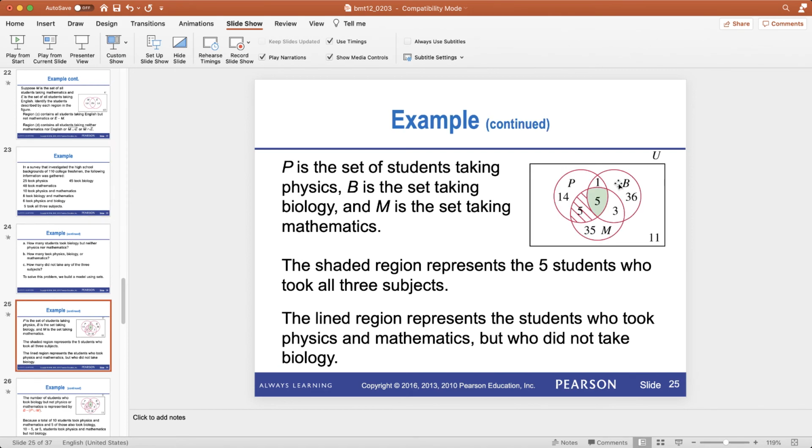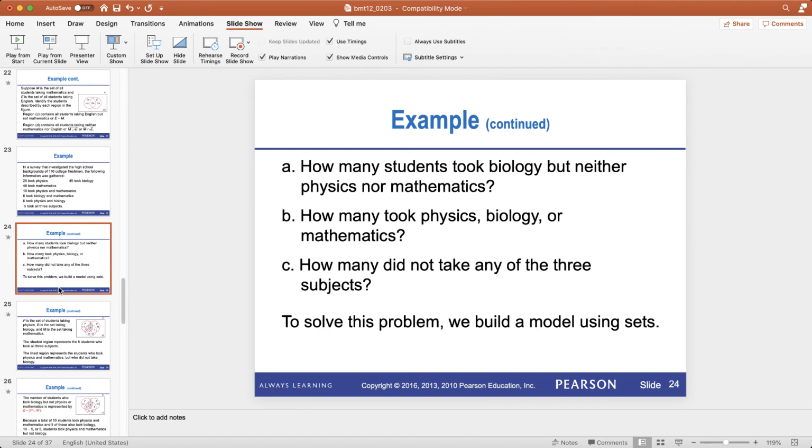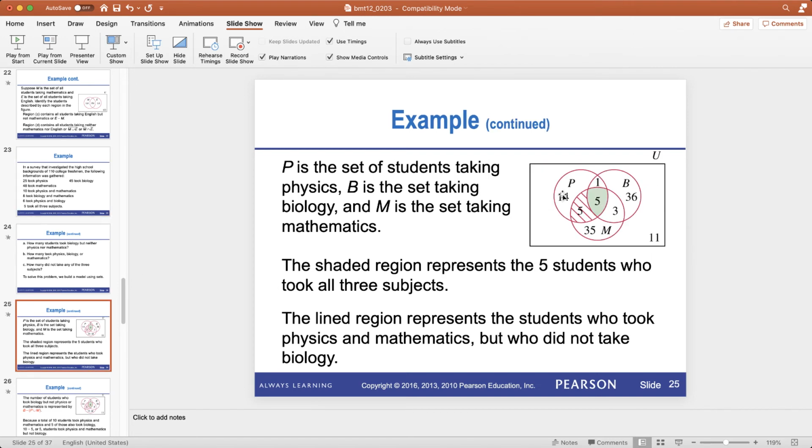As you fill them in, you're going to probably be able to get the other ones, the ones that are missing, right? Like this number, I think, wasn't coming out there. So 5 is the one that they're taking all 3. This one right here is taking both physics and biology, but not math, right? So you can kind of 14.